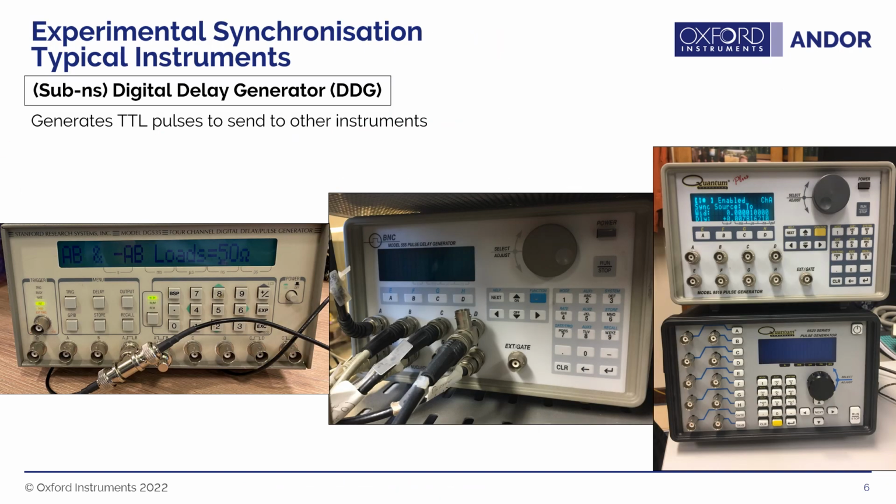Now that we have discussed the basics of how multiple instruments can communicate with each other, I want to discuss a few of the different types of instruments you might see that scientists often use in the lab. The first example is a digital delay generator, sometimes abbreviated as DDG, which usually has sub-nanosecond timing resolution. These generate TTL pulses to send out to other instruments.